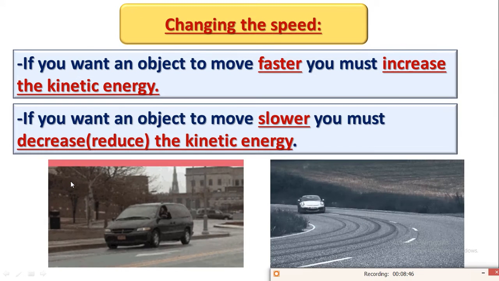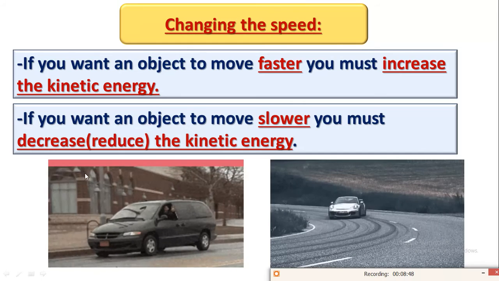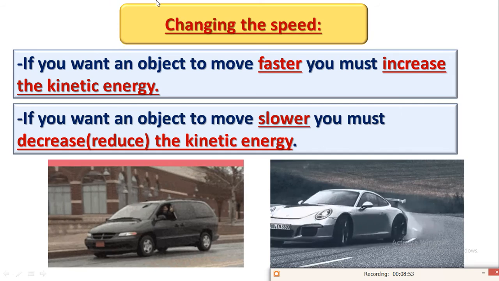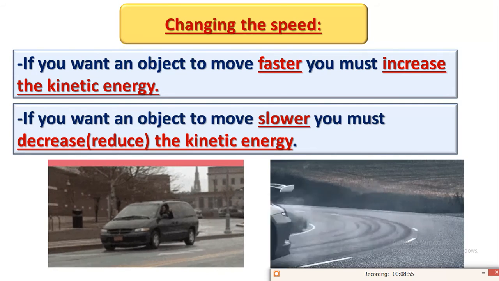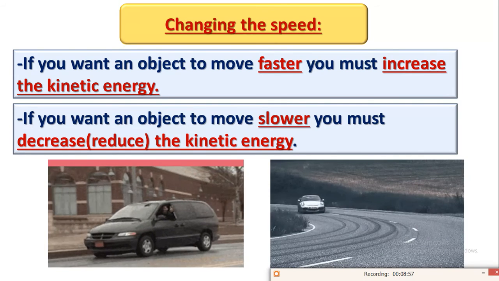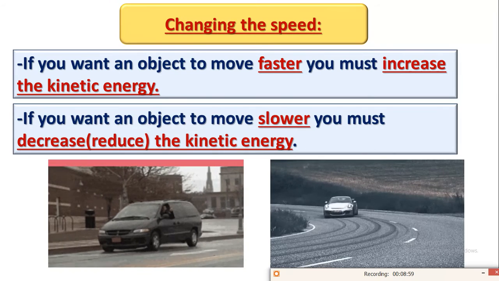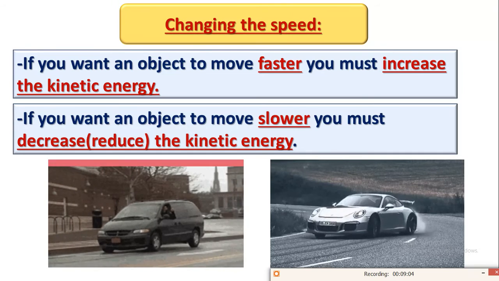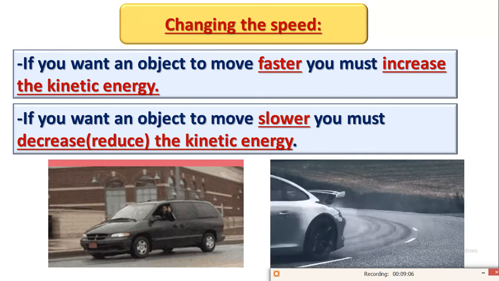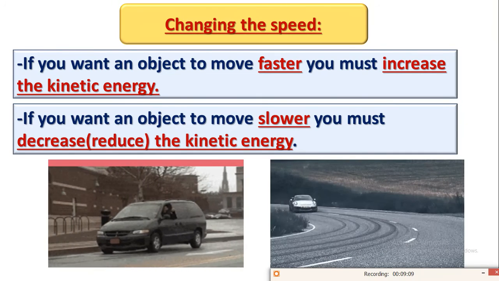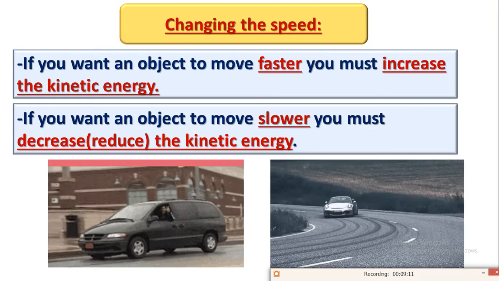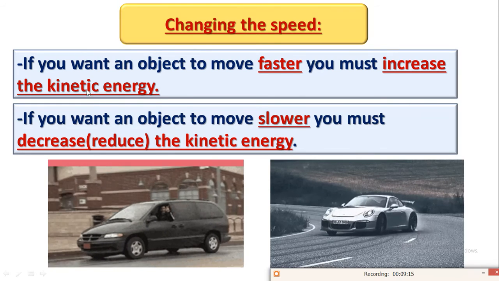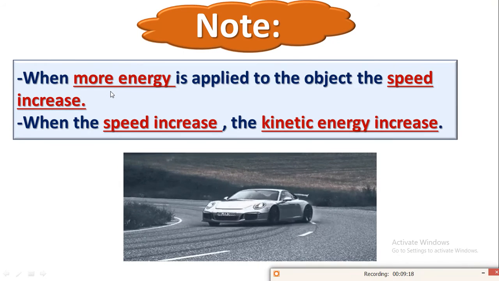Okay. Now let's go to lesson number 5. If you want an object to move faster, what should you do to the kinetic energy? You should increase your kinetic energy. Excellent. And if you want an object to move slower, what should you do to the kinetic energy? Decrease the kinetic energy. Excellent. So faster by increasing kinetic energy and slower by decreasing or reducing the kinetic energy.